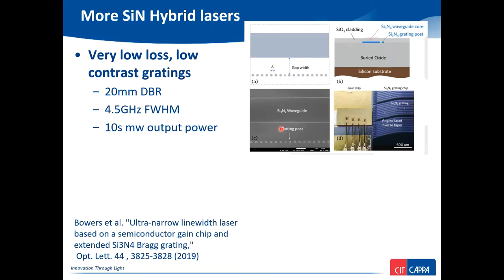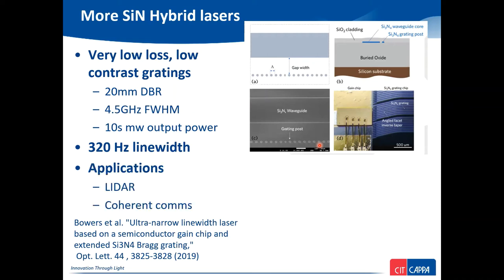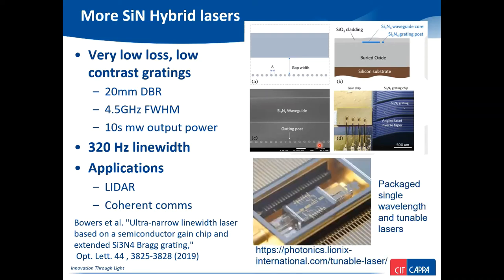And the key task here was to realize a very narrow linewidth reflection from the DBR, which they did using the POST technique, as he describes it. This gets to some fantastic numbers in terms of linewidth, which is important for applications both in LiDAR and in coherent communications. There's more and more of these hybrid lasers starting to appear. For instance, Lionix have a very nice package solution for single wavelength and tunable lasers.